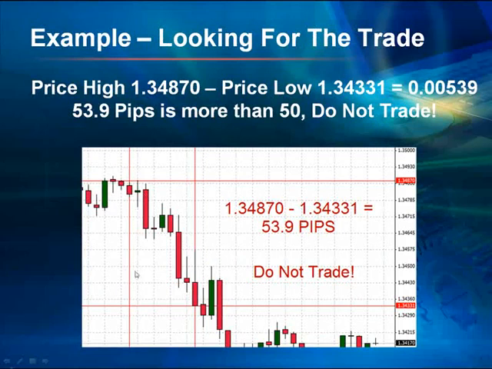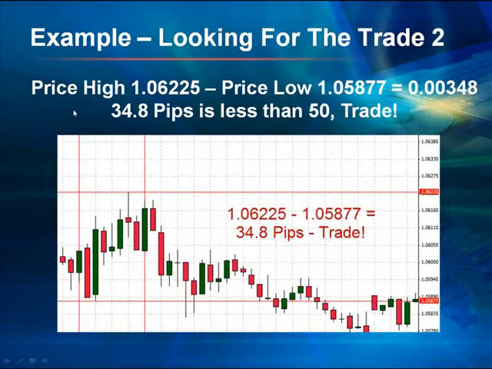Here's our charts like we just set up in MetaTrader. We've got our vertical lines at 1400 and 1600, and we've got our horizontal lines at the low price point and the high price point. So to calculate whether we want to trade here or not, we subtract the high point, 1.34870, from the low point, 1.34331, and in this case that equals 0.00539, or 53.9 or 54 pips if you wanted to round it up, which is more than 50 pips, so we don't want to trade this day.